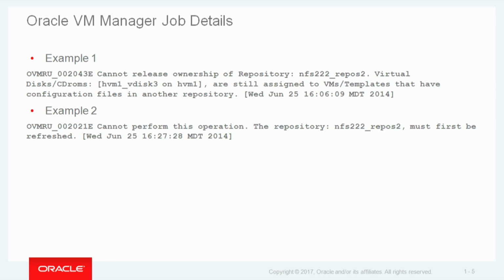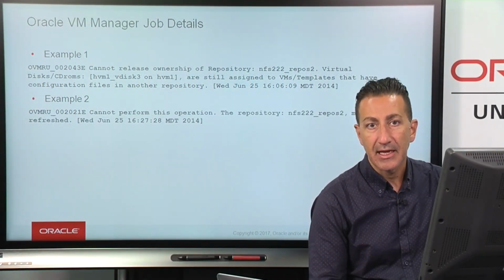I showed you before in previous lessons how to get access, how to click on the details button next to the job. And for example, you get information much like this. In the first example, you get an error about cannot release ownership of the repository, because in this case, you see that we have the virtual disk HVM1_VDISK3 on the HVM1 virtual machine that is still assigned to, for example, VMs in place that has been configured files in another repository.